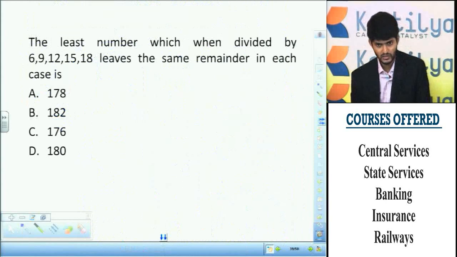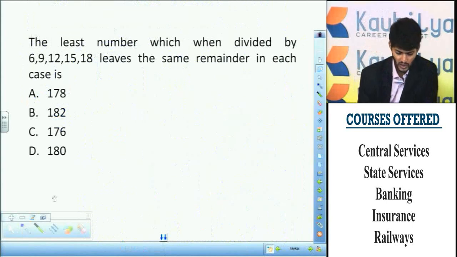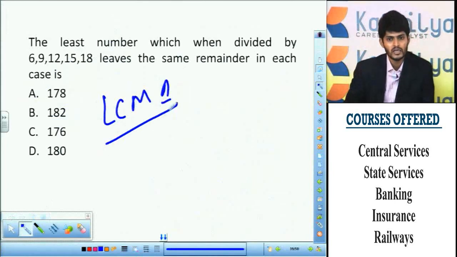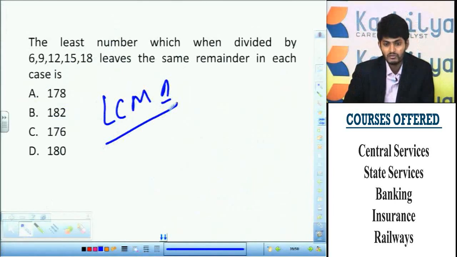Now we will move on to the next question, which is your LCM model 1. This is called LCM 1. LCM model 1 tells you what is the least number which when divided by all the given options will give the same remainder. So whether you divide the number by 6 or 9 or 12 or 15 or 18, you will get the same remainder. Let us take a small example. A number when divided by 6 and 9 leaves the same remainder. Let us assume the remainder is equal to 1. If the number is divided by both 6 and 9, it has to leave the same remainder, which means the number minus the remainder is divisible by 6, and it is also divisible by 9.